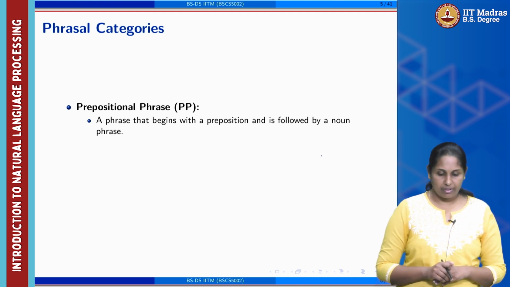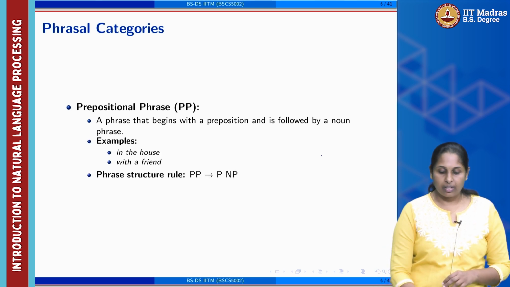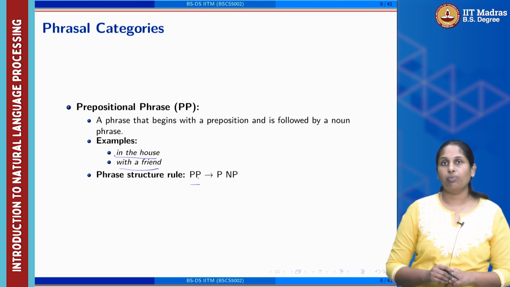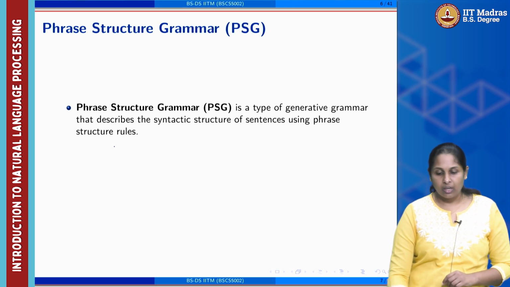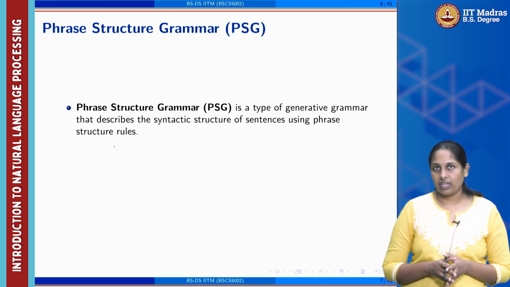So prepositional phrase is another kind of phrasal category. It begins with a preposition and is followed by a noun phrase. For example, in the house, with a friend, where a PP can have one P at least, followed by an NP. So now phrase structure grammar is a type of generative grammar.